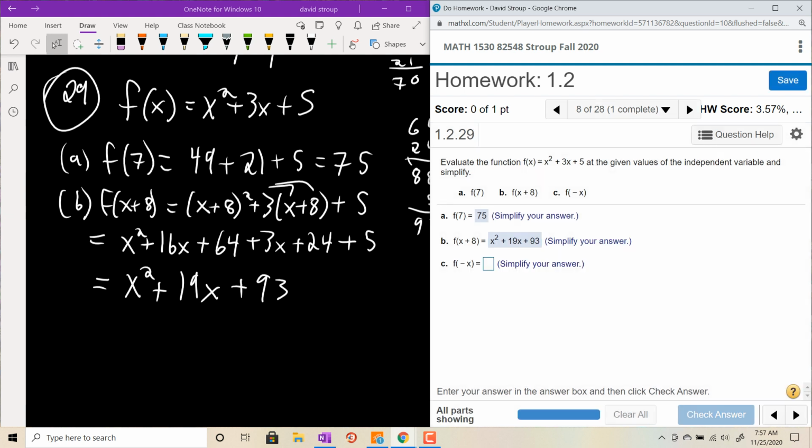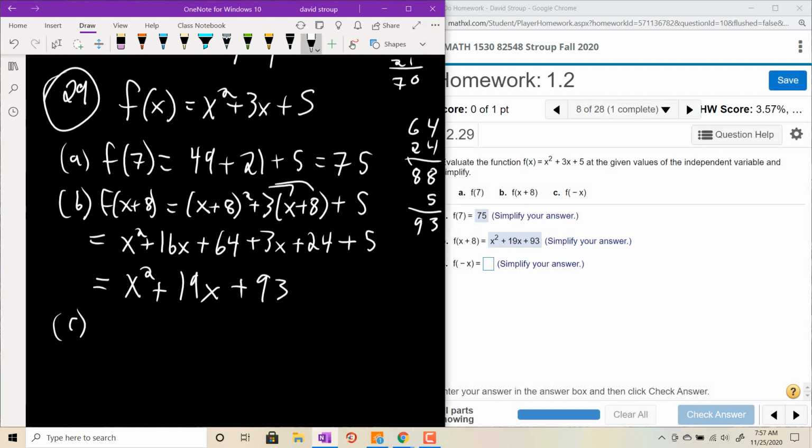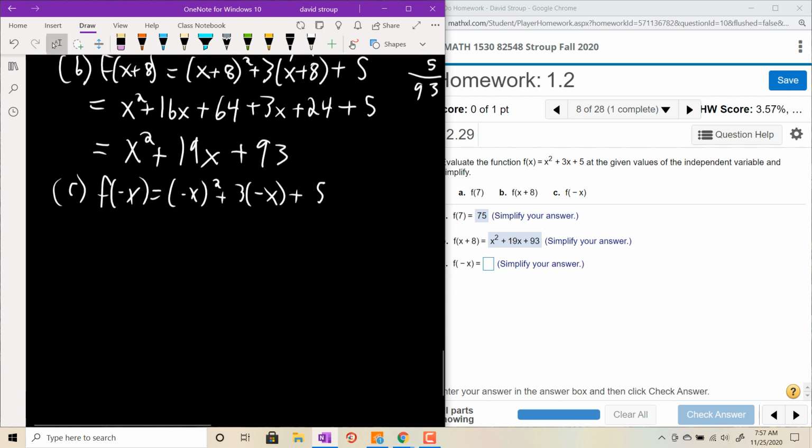And then f of negative x. You plug in negative x wherever we see x in the expression. So you get (−x)² plus 3 times (−x) plus 5. Notice the use of my parentheses. That reminds me that when I square the negative x, it includes the negative. So negative x times negative x is positive x², and then 3 times negative x is negative 3x, plus 5. And that'd be my answer.